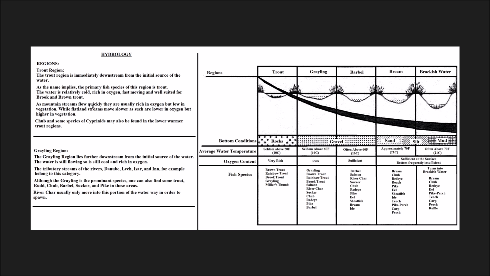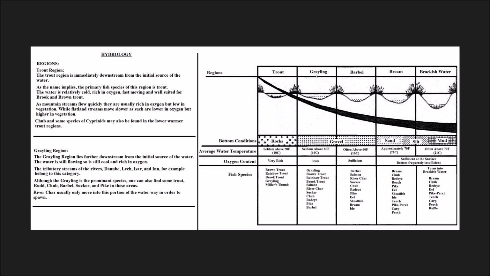As mountain streams flow quickly, they are usually rich in oxygen but low in vegetation. Plants can't get a grip on stuff, they get washed away. While the flatland streams move slower and as such are lower in oxygen but higher in vegetation on down into these areas. Chub and some species of cyprinids may also be found in the lower, warmer trout regions. We're talking down in this area, like the sucker, for instance.